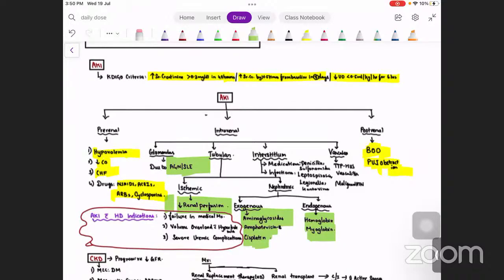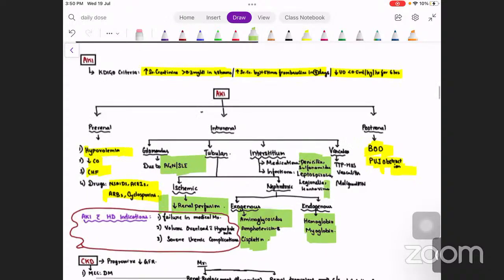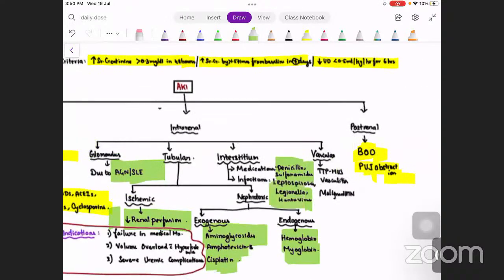Then you have interstitial damage due to medications such as penicillins and sulfonamides, or it may be caused by infections such as leptospira, legionella, and hantavirus. All these things can cause interstitial damage. Then you have the vascular one. The vascular one is associated with hemolytic uremic syndrome, where, as we said, there is a triad. What was that? Whenever you see a patient with decrease in hemoglobin, decrease in platelets, and increase in serum creatinine, it typically goes to hemolytic uremic syndrome. Then you have vasculitis and malignant hypertension.